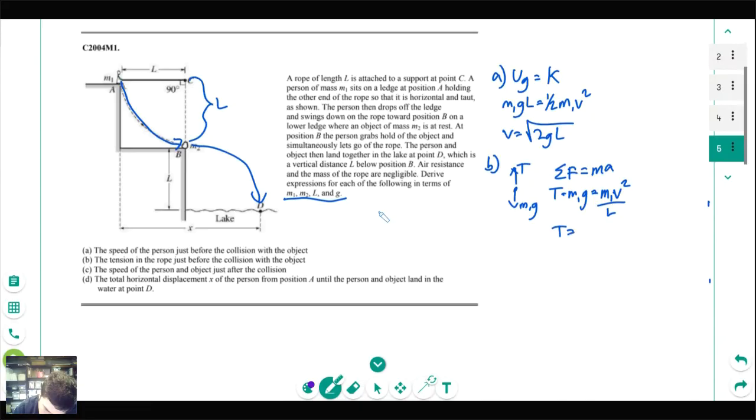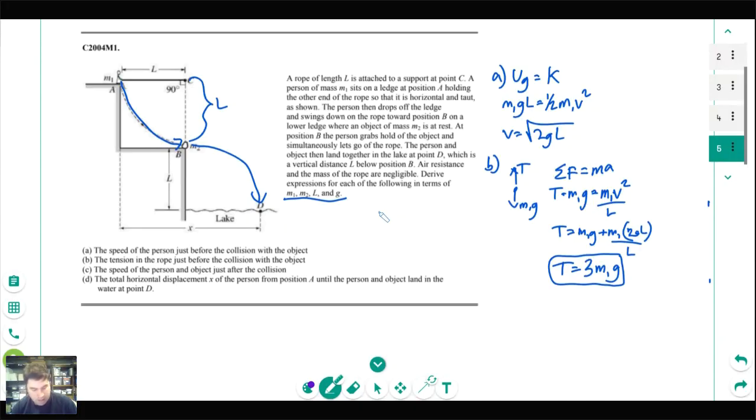So the tension must be equal to M1G plus M1 times 2GL over L. So the tension is 2M1G plus M1G, so 3M1G is our tension in that line.